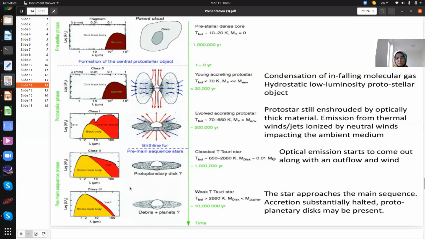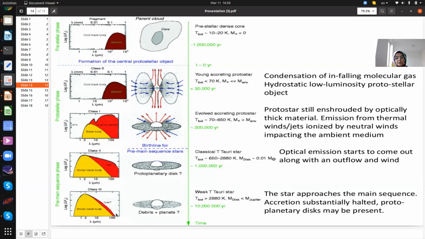And then in here, you see that we do not see any disk, or the material of the disk has been accreted by debris and planets, and it takes around 10 million years. We call them weak-line T Tauri stars, and the temperature is more than 2880 Kelvin. And the mass of the disk is less than the mass of Jupiter. Now you see the radiation of the protostar is very high, but the disk radiation is very low.